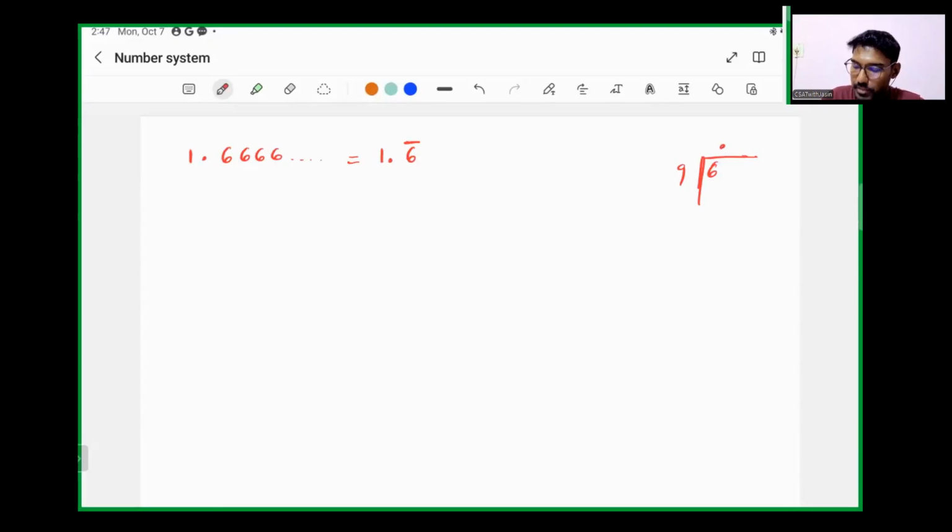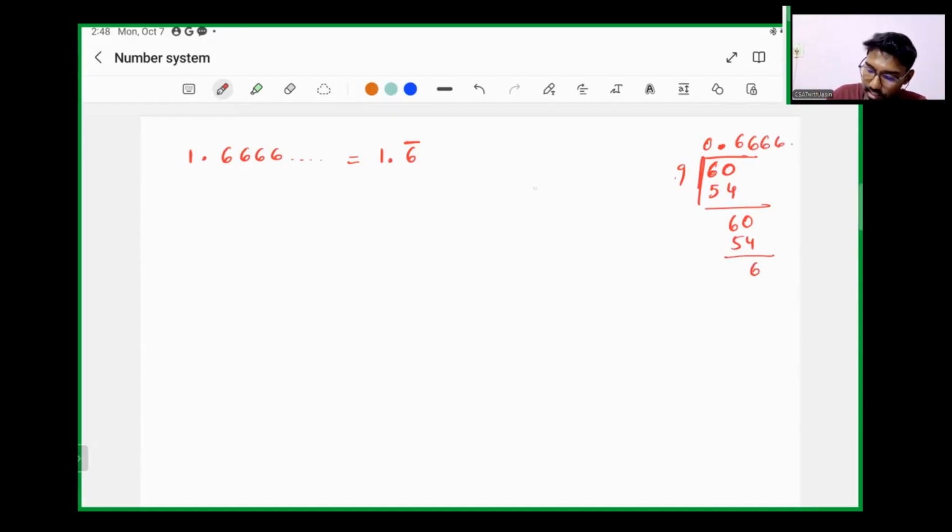You have to put a point because we cannot divide 6 by 9. You put a point directly, 0 point. Then you are getting 60. Okay, you have to put a 0 here. So 6 into 9 is 54. Then you are again getting 6. You need to put a 0 here. 6, again 54 is coming. You are getting a 6. Again it is going like this.